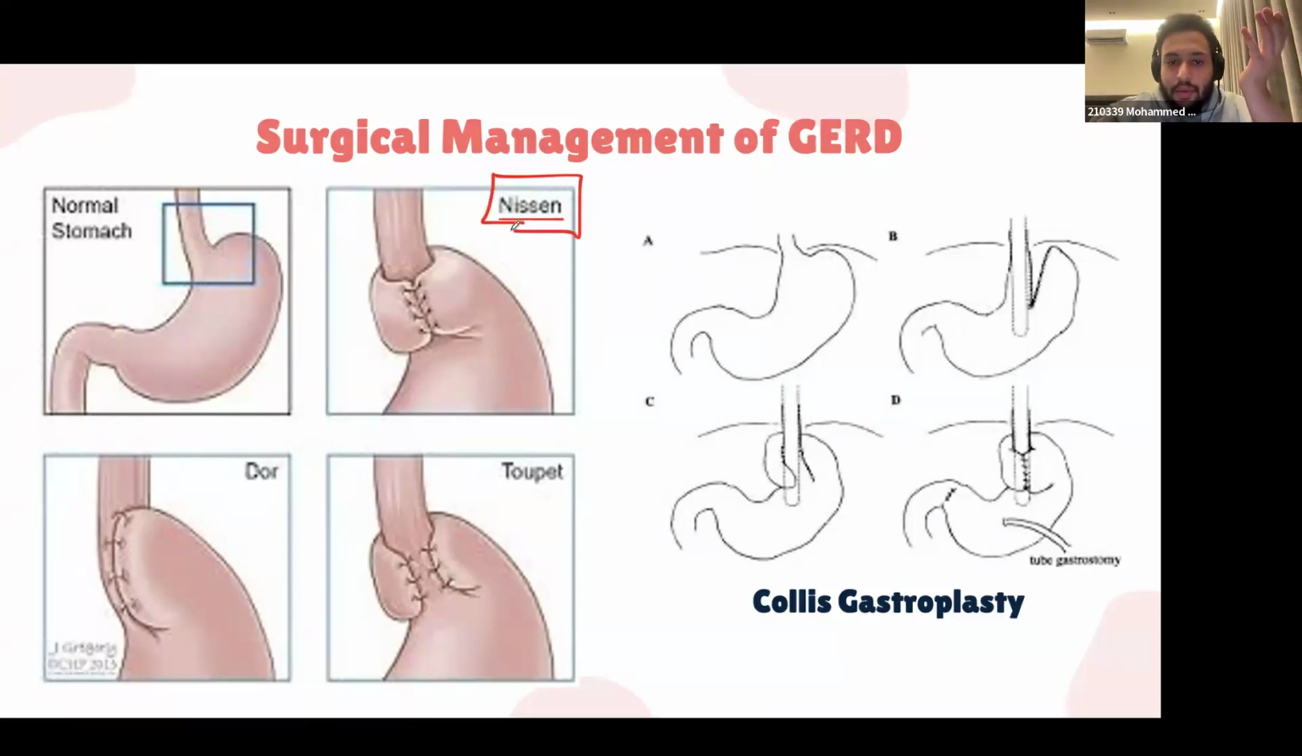This is the most common one that is done. So that's it for surgical management. You don't really need to go into details of them too much.